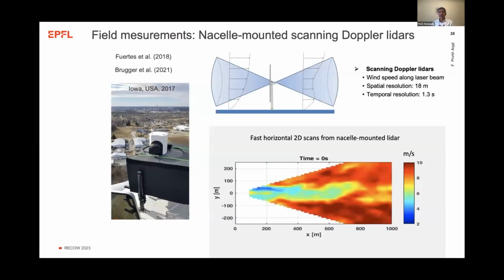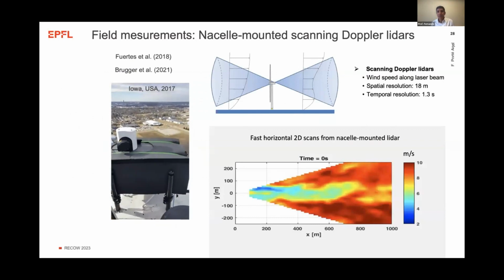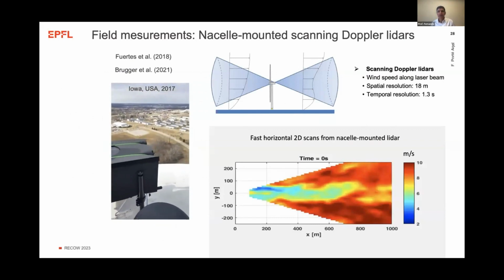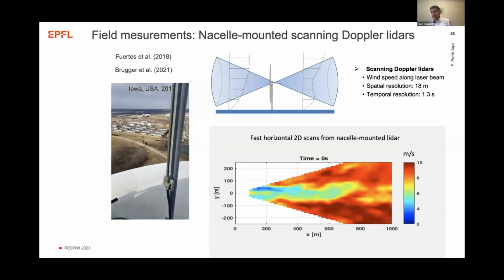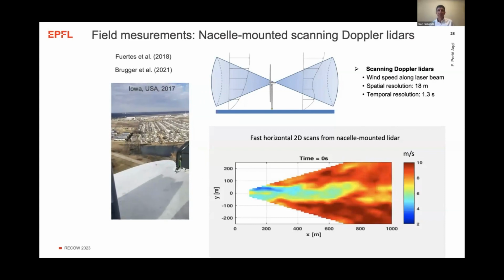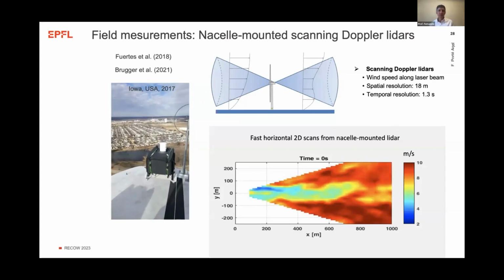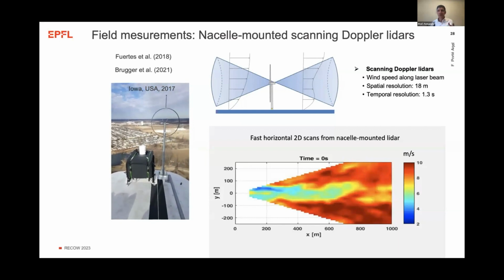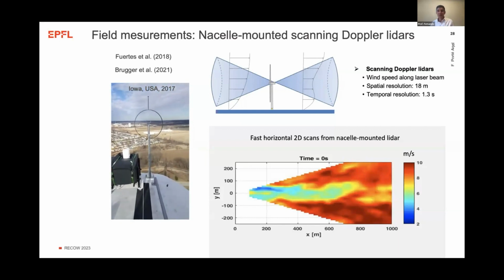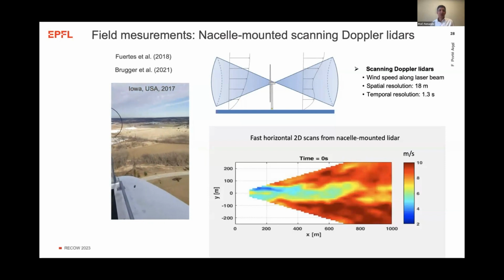I just want to finish by mentioning that some of the other activities we have in our lab at EPFL involve field measurements. I'm a big fan of going to the field and measuring real turbine wakes.